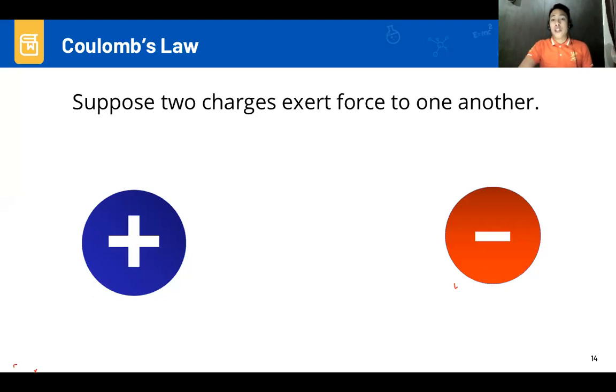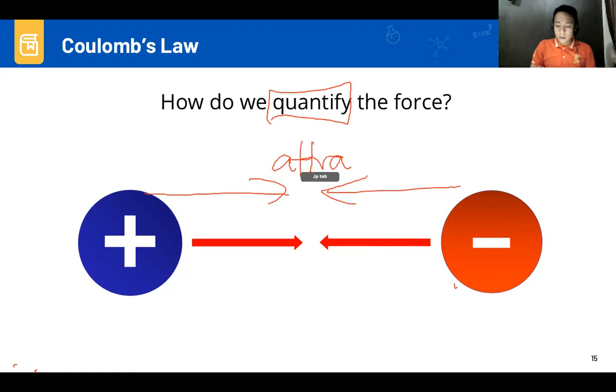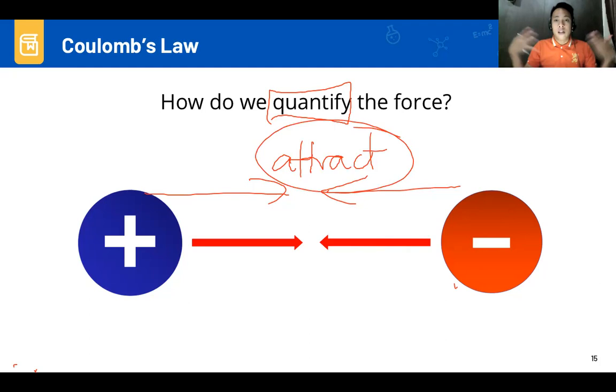Suppose two charges exert force on one another. Okay, so we have positive and negative. How do we quantify the force? When we say quantify, it's about solving. How do we solve the force here if they will attract? They will attract, right? It's because they are unlike signs, so they are attracting each other. So how do we solve for the force for this?